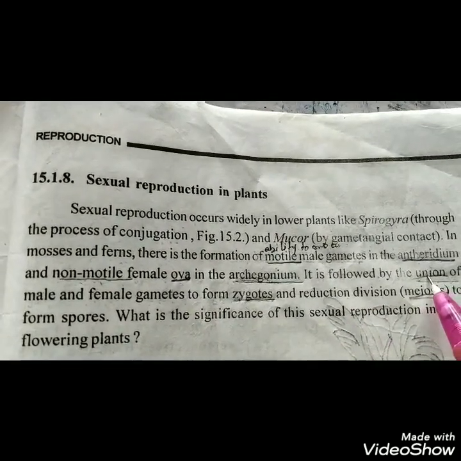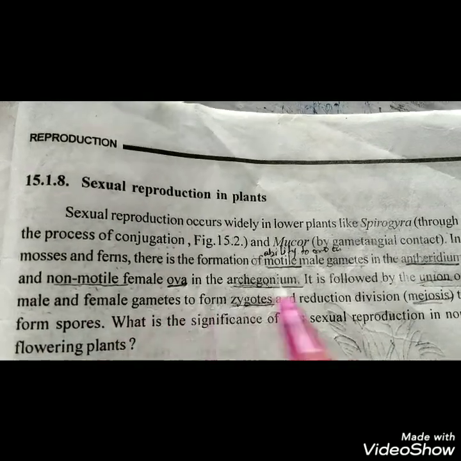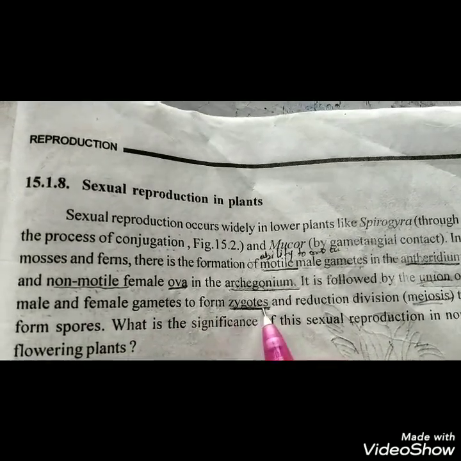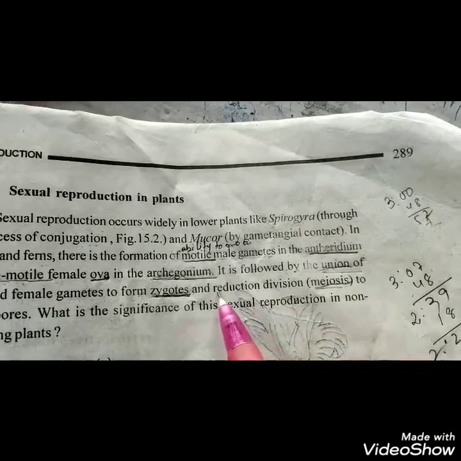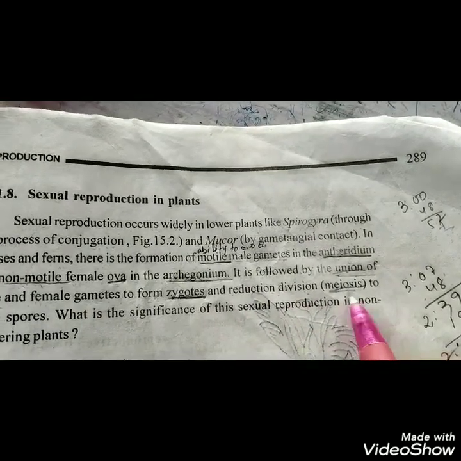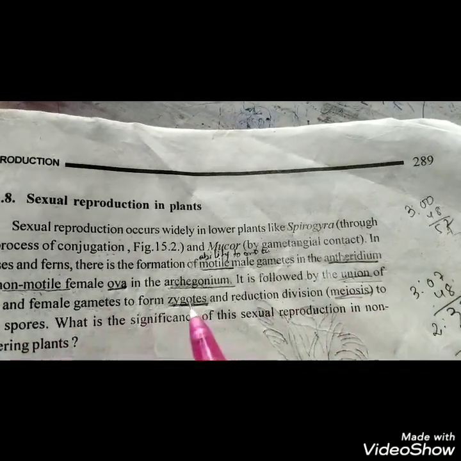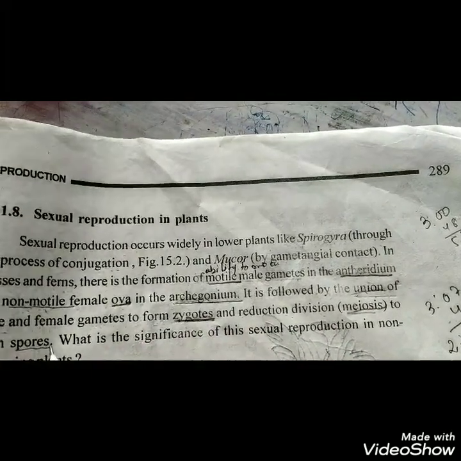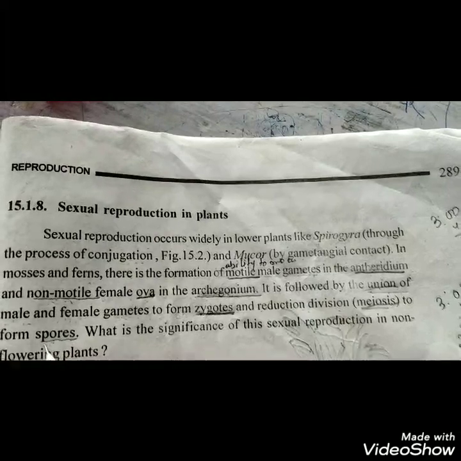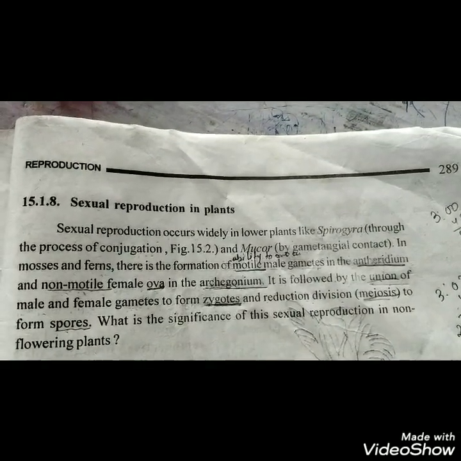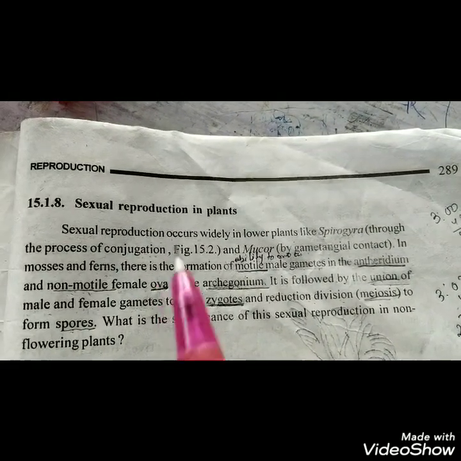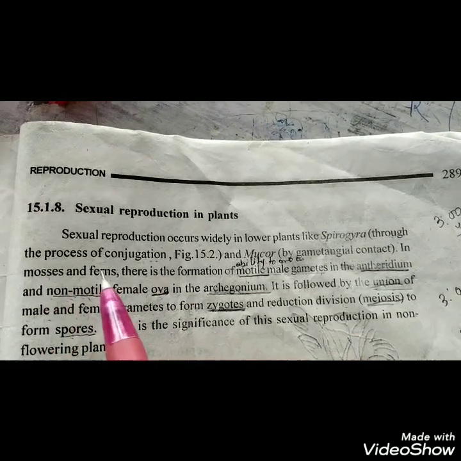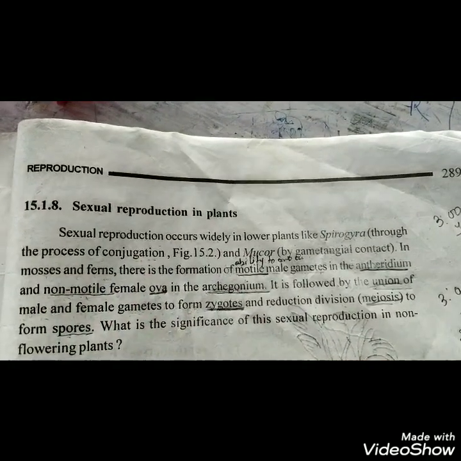As the result of union of the male and female gamete, it results in the formation of the zygote and the reduction division, meiosis, to form the spore. So, by the reduction division from this zygote, the spore will be developed, and from this spore the new organism will be developed. In this way, sexual reproduction takes place in mosses and ferns.